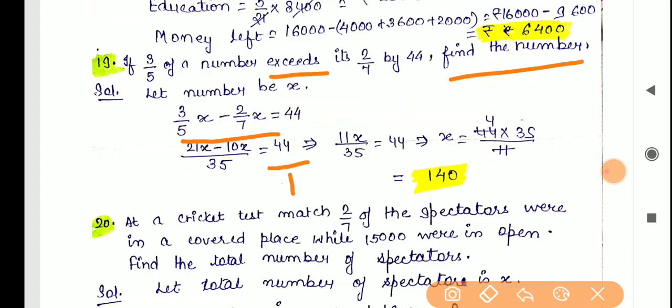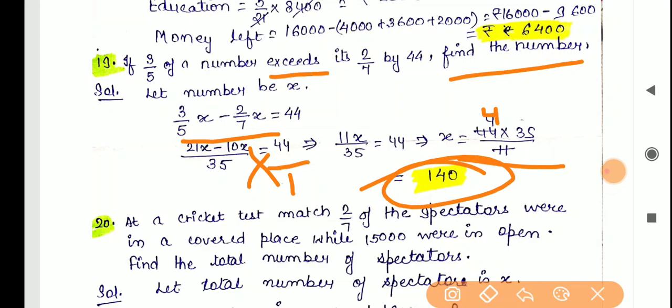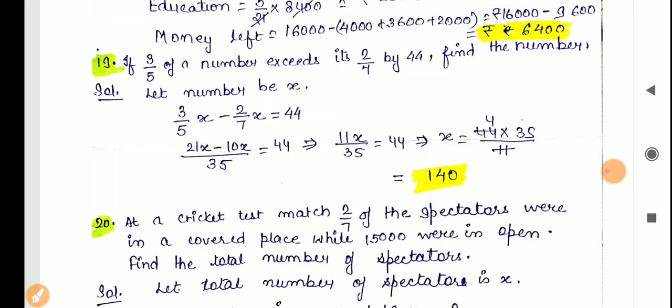By cross multiplication, 11x by 35 is equals to 44. Here x is equals to 44 multiplied by 35 divided by 11. By 11 it will go 4 times. So the answer will be 140. So what is the number? 140 is the number. Clear?